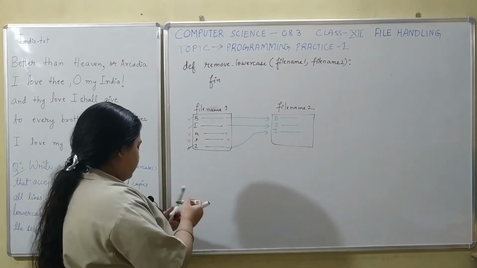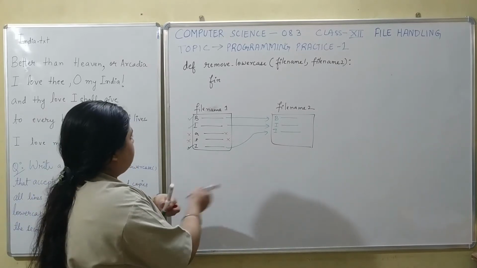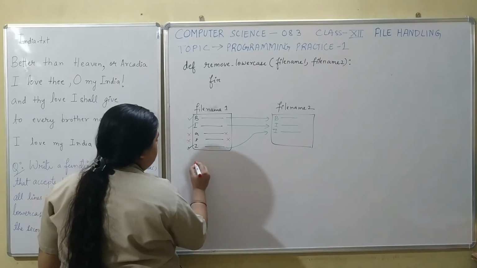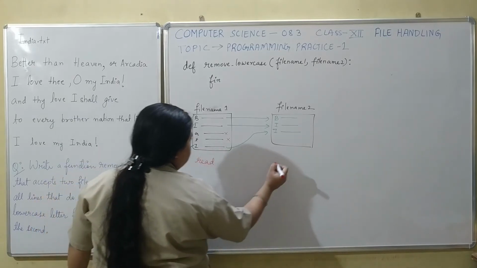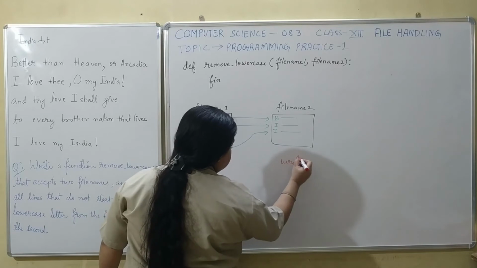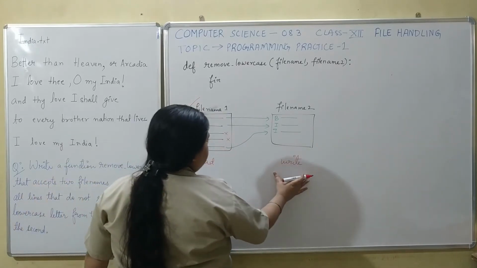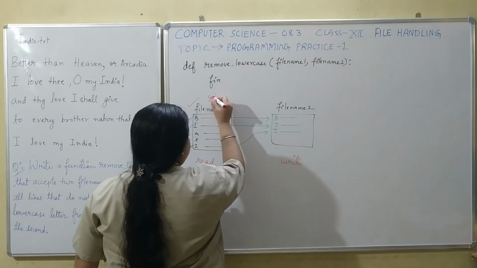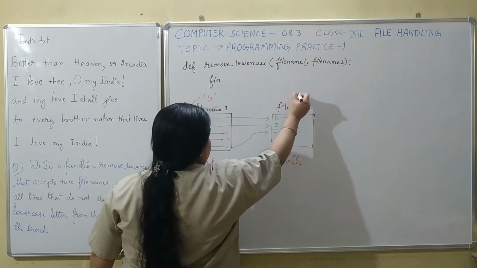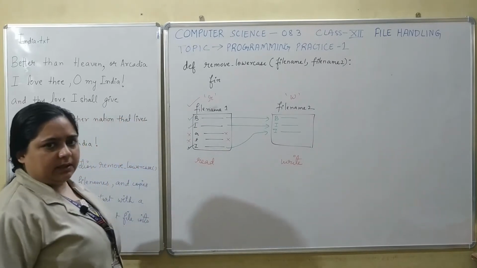And how are we going to do this? Because we will be reading from this file and writing to this file, here it would be a read operation and here it would be a write operation. So here the file mode will be R and here the file mode would be W.